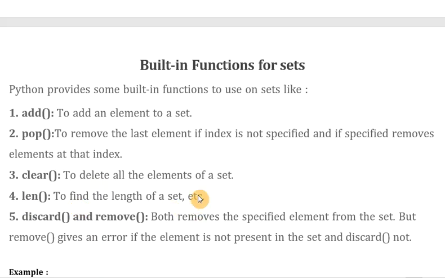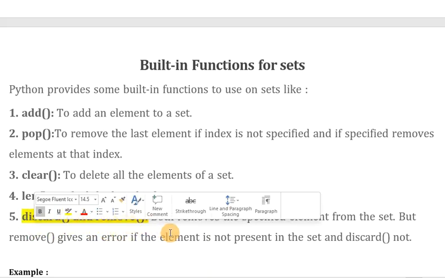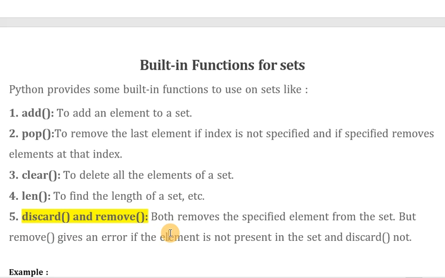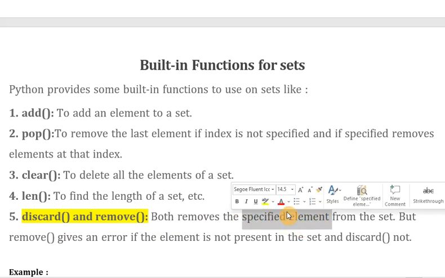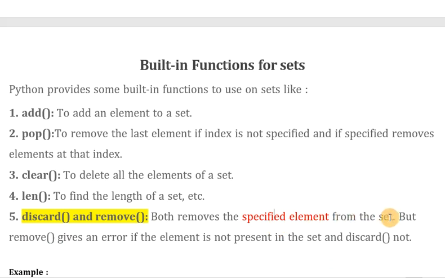And there is one important point, that is discard and remove. You have to make a note here. There is a slight difference between discard and remove. Discard and remove both remove the specified element from the set, but remove gives an error if the element is not available, while in the case of discard, it is not giving any error. Let me show you this with an example.